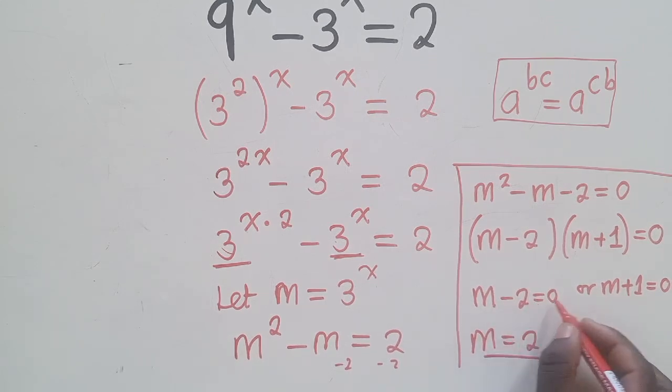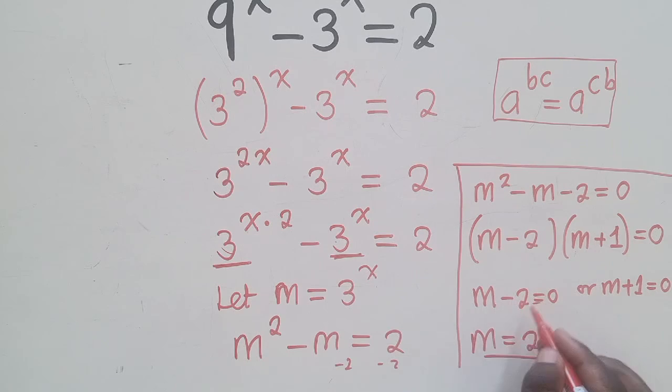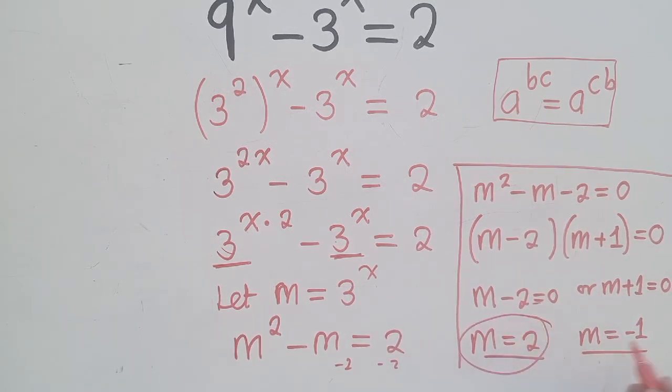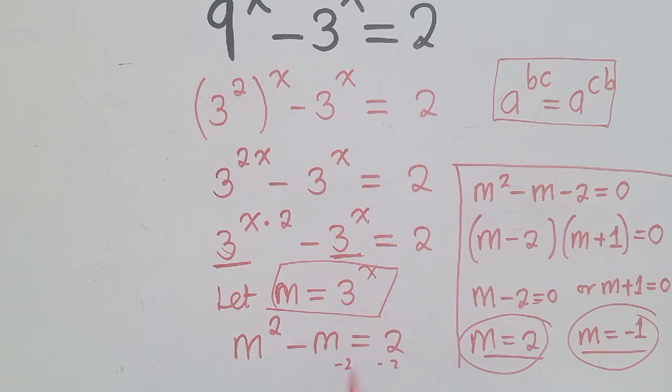Therefore, m is equal to 2, after adding 2 to both sides. Here, m is equal to negative 1. So we've gotten two solutions for m. Now out of these two solutions, we'll just focus on m is equal to 2, the positive solution. This is because we are required to use logarithms to solve for x, and there is no solution for the log of a negative value. So we'll focus on this other one.